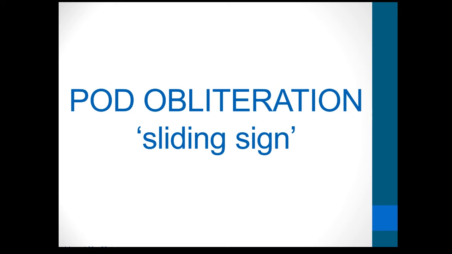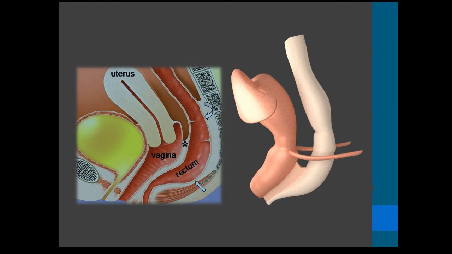The next thing to assess is whether there is pouch of Douglas obliteration, and we assess that by looking at the sliding sign. Basically, the pouch of Douglas, you know, is this little pouch here behind the uterus. It's not really behind the uterus, it's behind the posterior vagina. And so we want to see that nothing is obliterating this pouch.